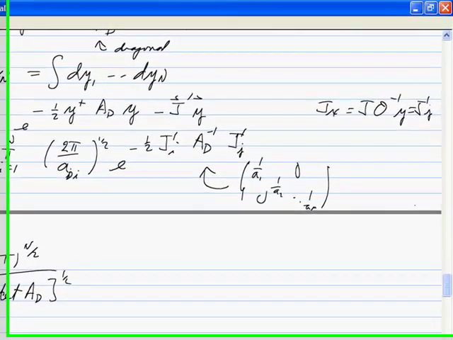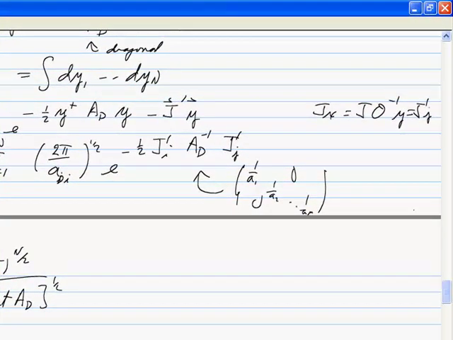Okay, so the product of A diagonal 1, 2, 3, etc. is that. And this is then multiplied by e to the minus 1/2. I'm going to go back to the original j's. J O^{-1} A diagonal^{-1} O J.